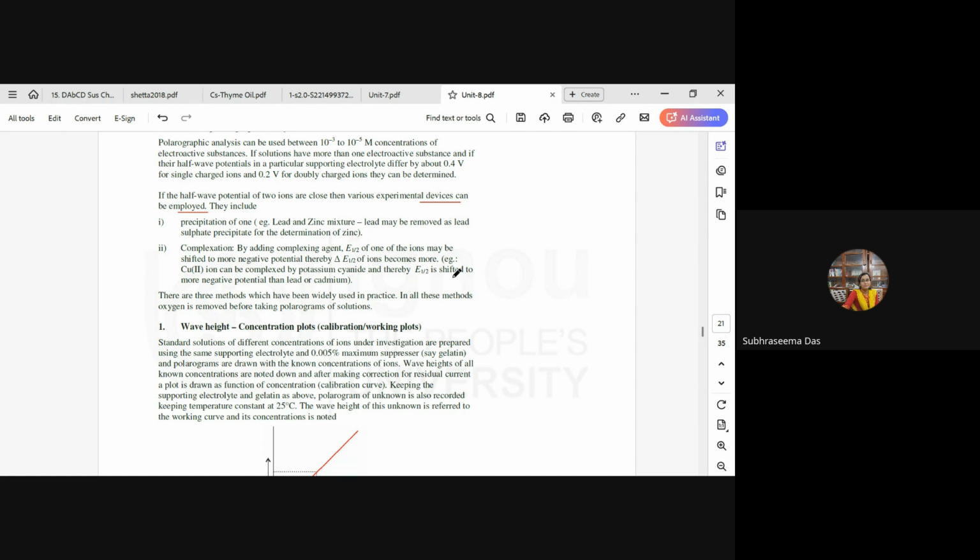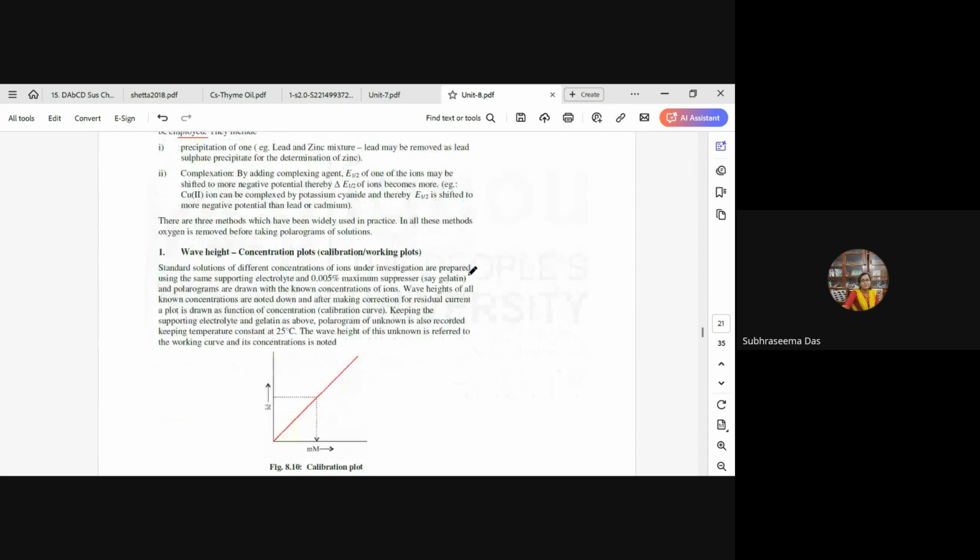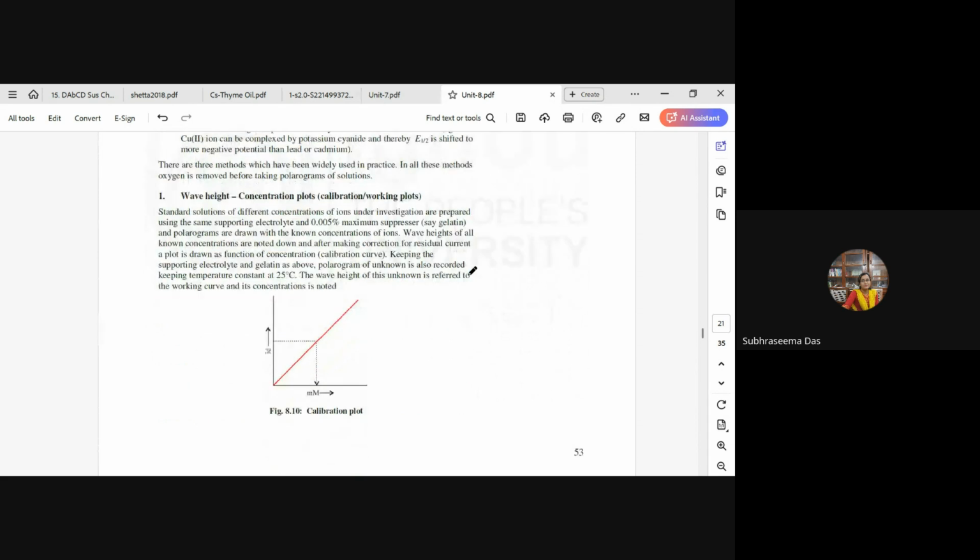There are three methods which have been used in practice. In all these methods, the oxygen is removed first before taking the polarogram of the solution. So first is the wave height concentration plot, that is mostly called the calibration plot. First, standard solutions of different concentrations of ions under investigation are prepared using the same supporting electrolyte and 0.005% maximum suppressor, that is gelatin, and polarograms are recorded. The wave heights of all known concentrations are noted down, and after making correction for residual current, a plot is drawn as a function of concentration.